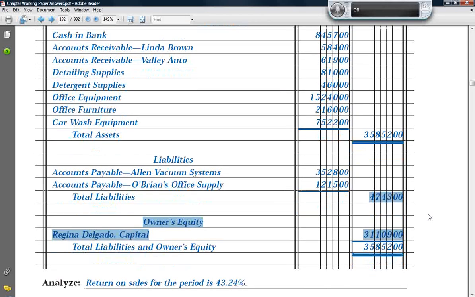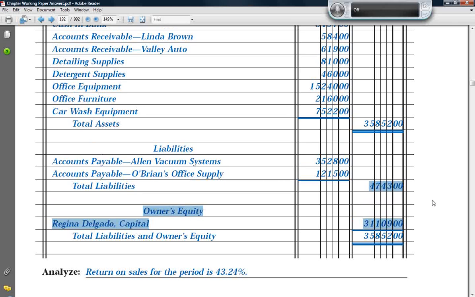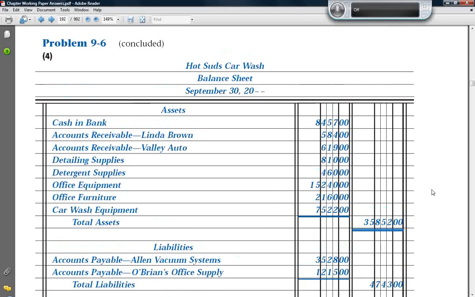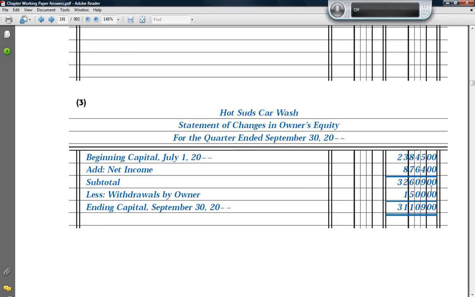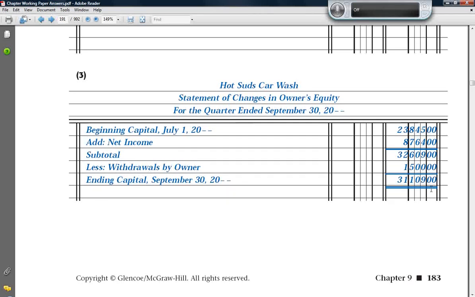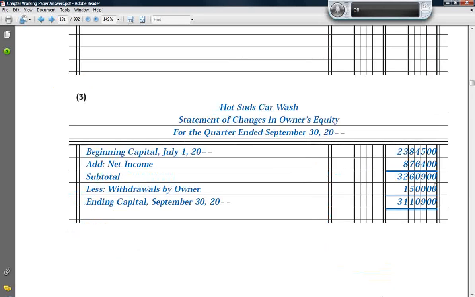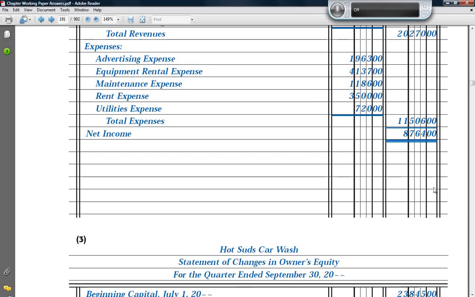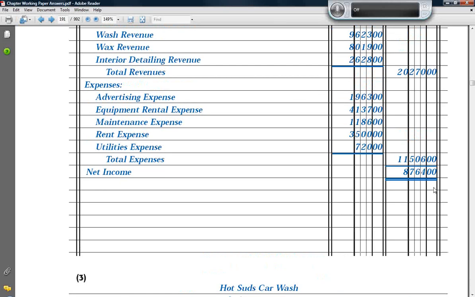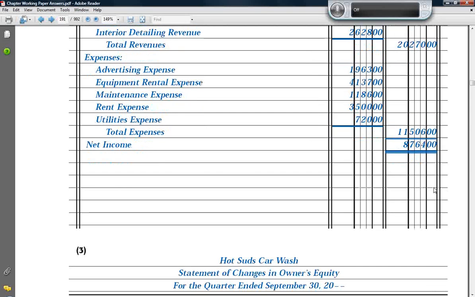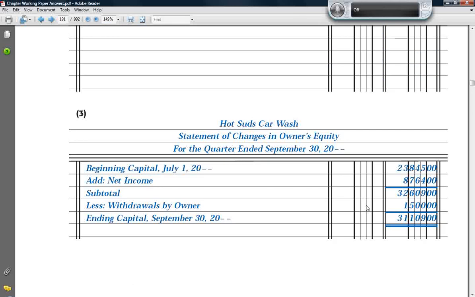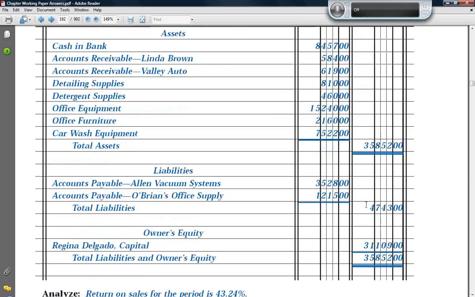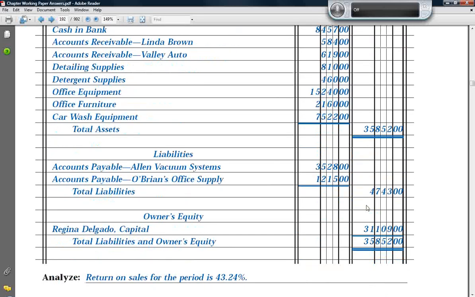Okay, and the return on sales for the period is my net income, the $8,764 divided by my total revenue, the $20,270. Okay, 43.24%. Of that total amount of sales, I'm taking home about 43% in net income. That's very good.